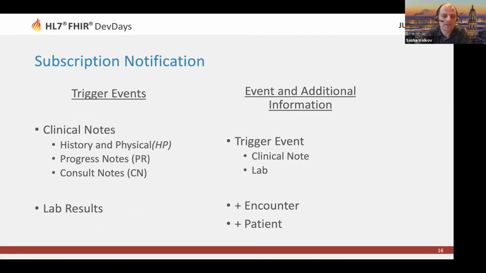Yep, and I really like this representation that we came up with. So let's talk about the subscription notifications. As our product owner mentioned, the customer is interested in 2 events: clinical notes, which can be of these 3 types, history and physical, progress notes, and consult notes, and lab results. On top of that, they want us to include the encounter and patient in every notification, regardless of whether it's a clinical note or lab result.